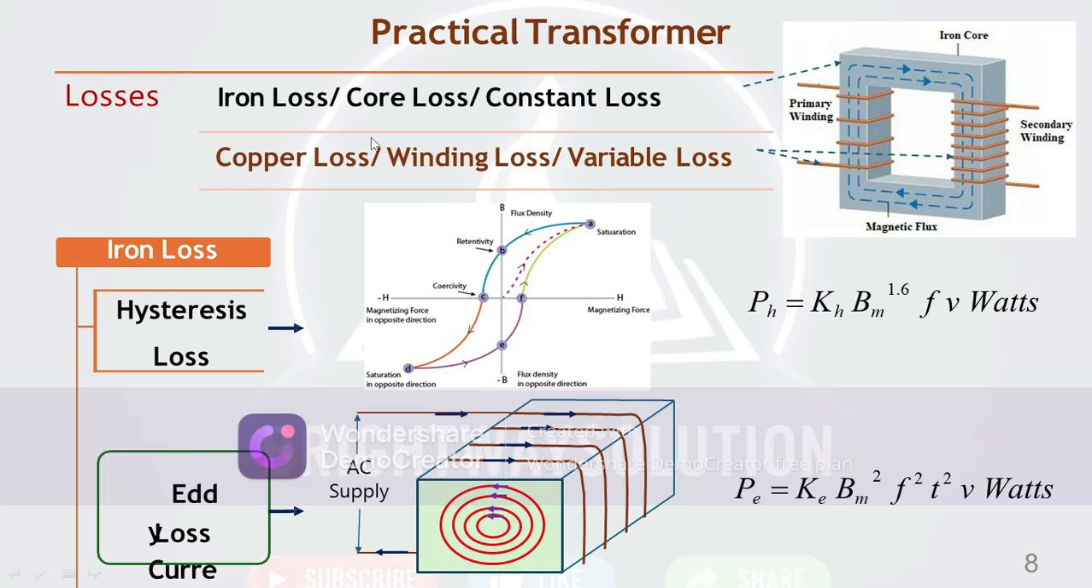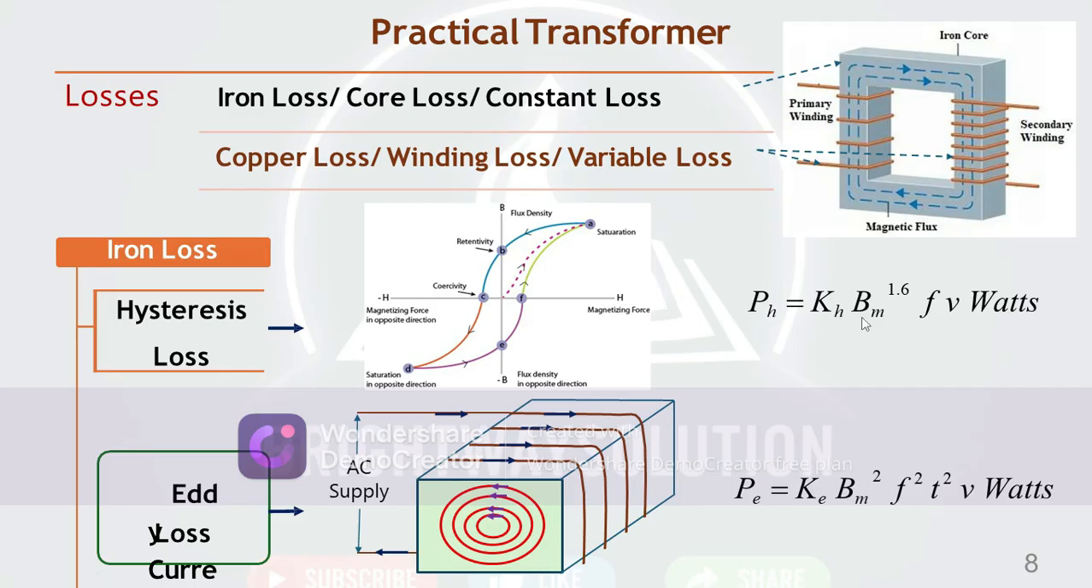The iron loss depends on the voltage. There is a hysteresis loss. This portion shows the hysteresis loss. The area of this hysteresis curve is considered as the hysteresis loss, which is a power. In terms of power, the formula is: hysteresis loss Ph equals Kh Bm raised to 1.6 times f times V, where V is volume and f is the frequency, in watts. This is the hysteresis loss we are concerned with.